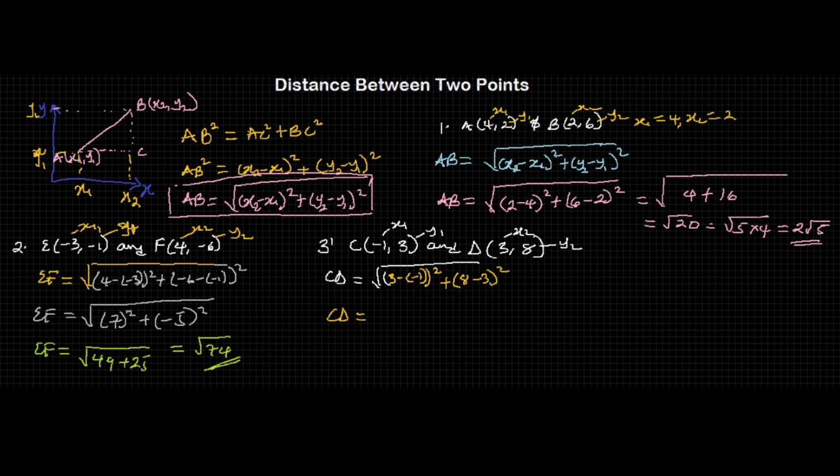So CD is going to be equal to the square root of 3 plus 1, which is 4, 4 squared, plus 8 minus 3, which is going to give you 5 squared. So that means CD is going to be equal to square root of 16 plus 25, which is going to give you square root of 41, and that is your answer.